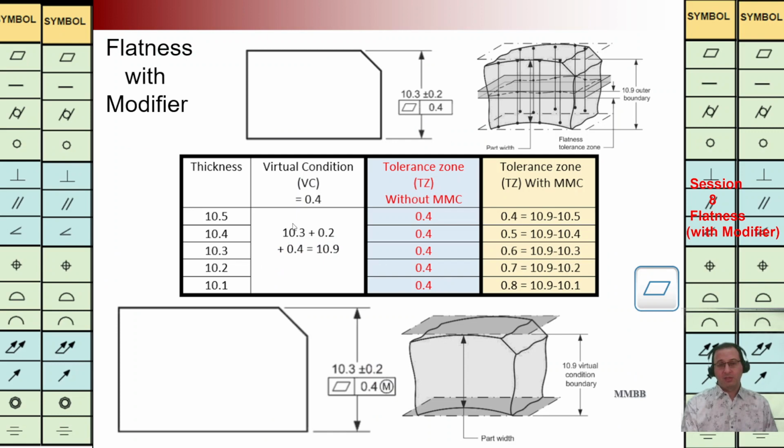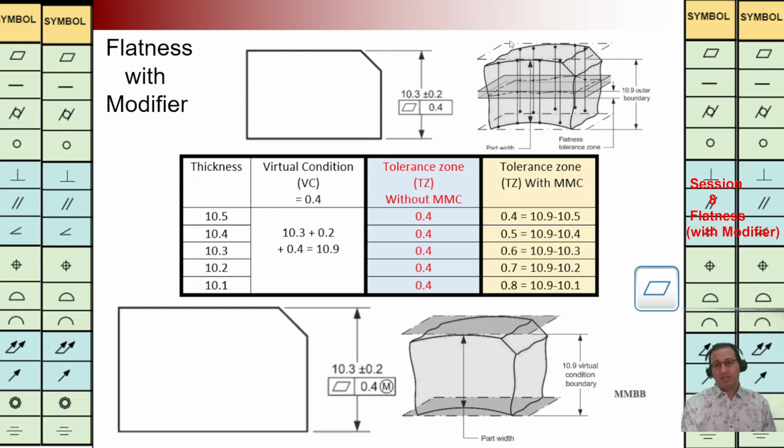Today, as a last example, I'm going to talk about flatness with modifier. Let's see this example. This feature control frame, which is related to the flatness, is not going to highlight any surfaces. It is related to dimension. It's going to highlight the midplane. As we can see in this table, the height of this plate can be changed between 10.1 to 10.5.